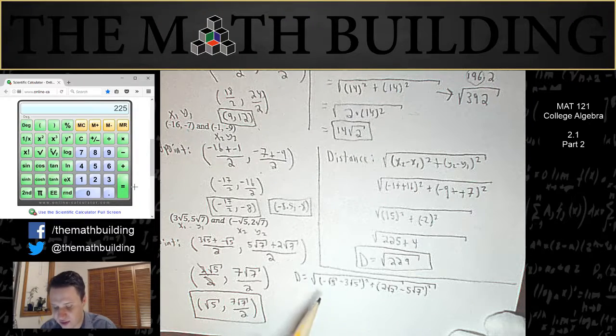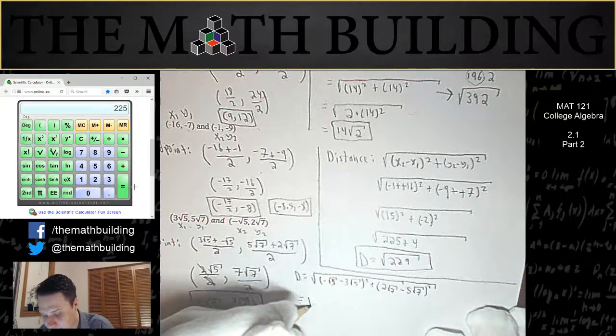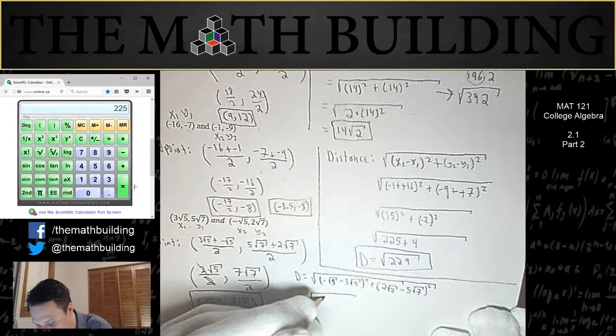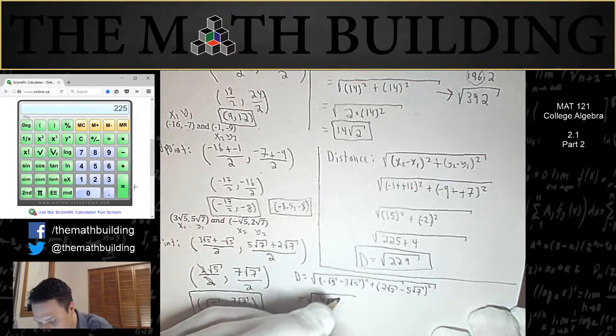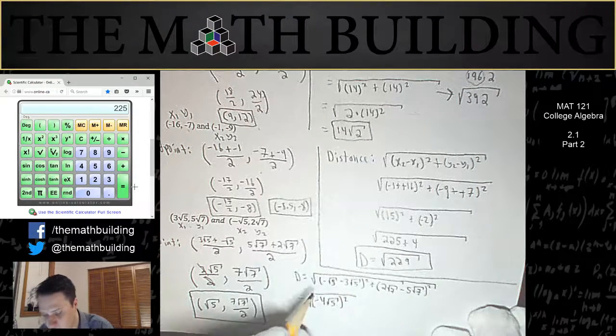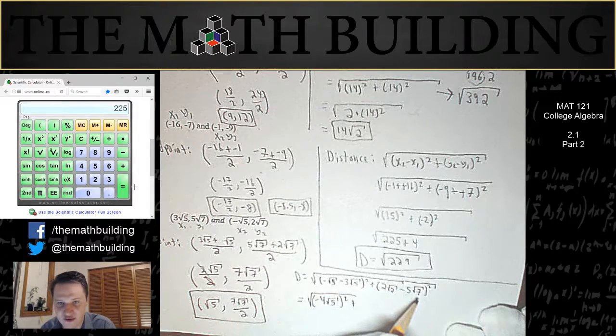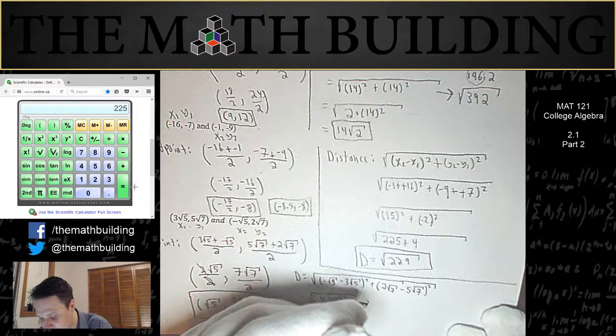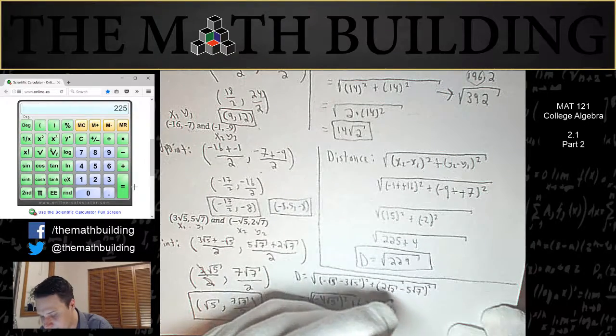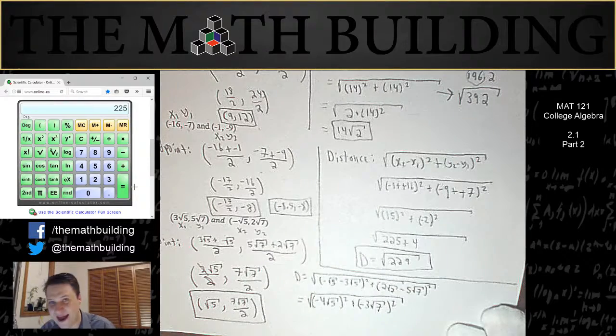So let's do it. Negative root 5 take away 3 root 5. Well, negative 1 take away 3 is negative 4. So that's going to be negative 4 root 5, quantity squared. Plus 2 root 7 minus 5 root 7 is just going to be negative 3 root 7, quantity squared. So that first step is just basically adding like terms. Notice that when we square these, we're always going to get positive numbers, so that's nice.